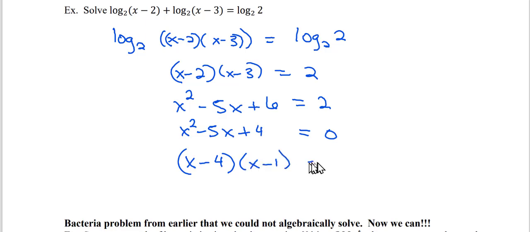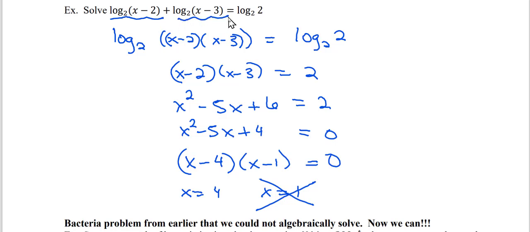Factor. That gives me x equals 4 and x equals 1. And I have to ask myself, are both of those solutions? The answer here is no. x equals 1 cannot be a solution because it makes that have a negative inside the log and this one. So that cannot be a solution. You must go back to the original and check and make sure that it's part of the domain.